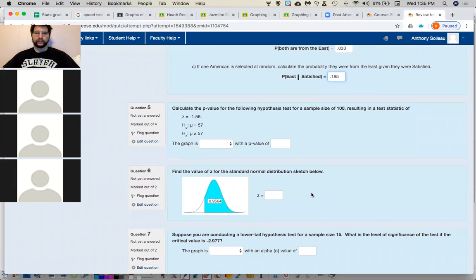All right. So it says calculate the p-value for the following hypothesis test for sample size of 100, resulting in a test statistic of this. Okay. Notice it has the z here, so we're good to go. On the paper-based test, it didn't say if it was a z or a t, so that was a little confusing. This one is definitely a z, so we're going to look in our z distribution. It's a two-tailed test, and it's a negative z, so that means it's to the left of our mean. So if we look, oh, what's this say? Two-tail.